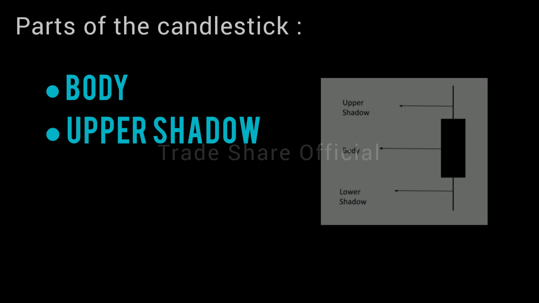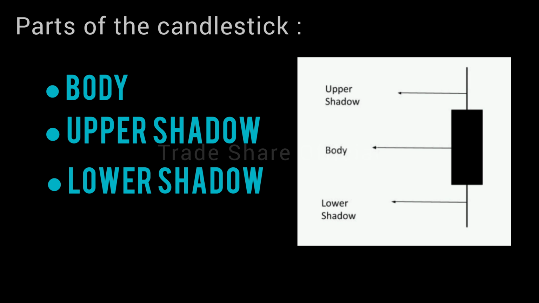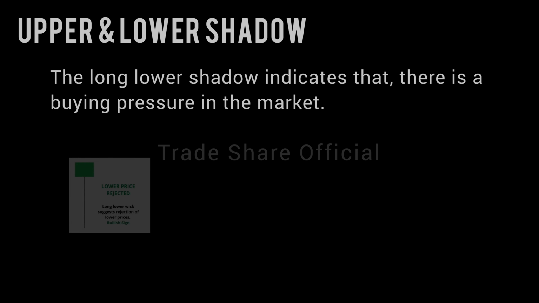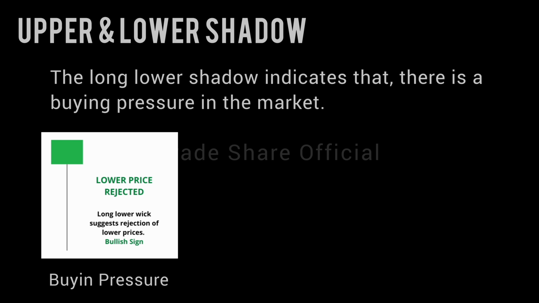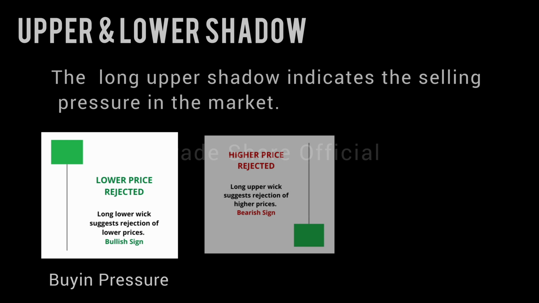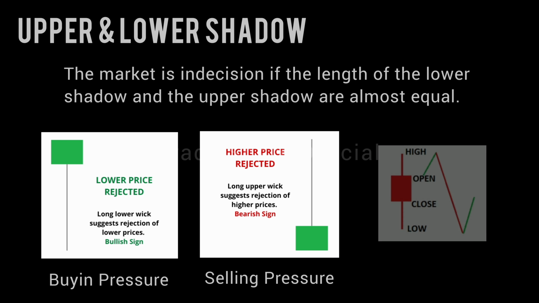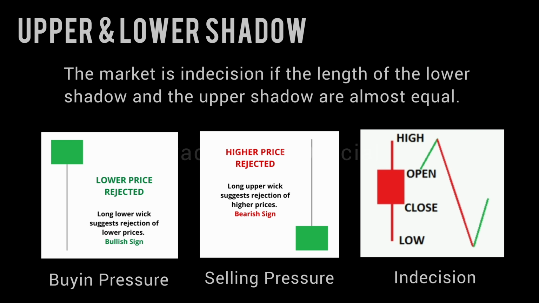A candlestick will have the following three parts in it: the body, upper shadow, lower shadow. Fine. Let's discuss in detail. The body of the candle represents the opening and closing price of the trading done during the period. The long lower shadow indicates that there is a buying pressure in the market. In the same way, the long upper shadow indicates the selling pressure in the market. The market is in indecision if the length of the lower shadow and the upper shadow are almost equal.